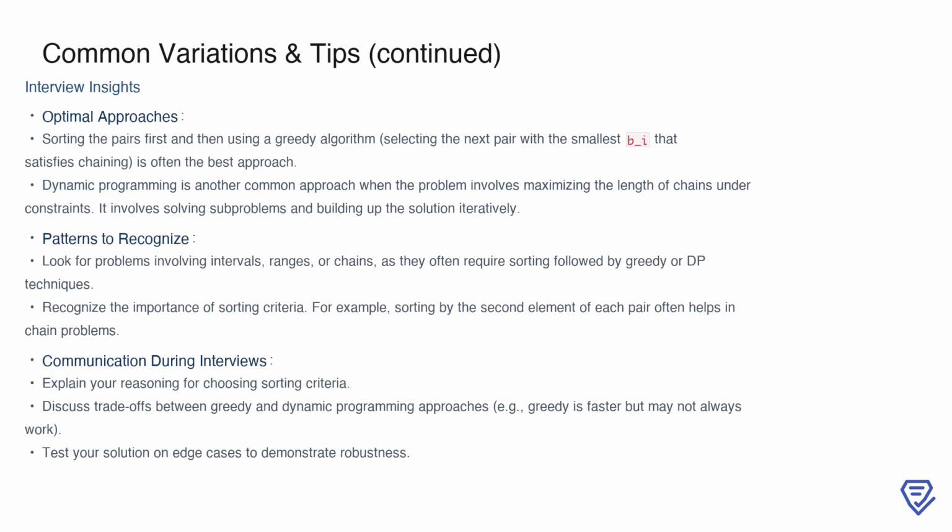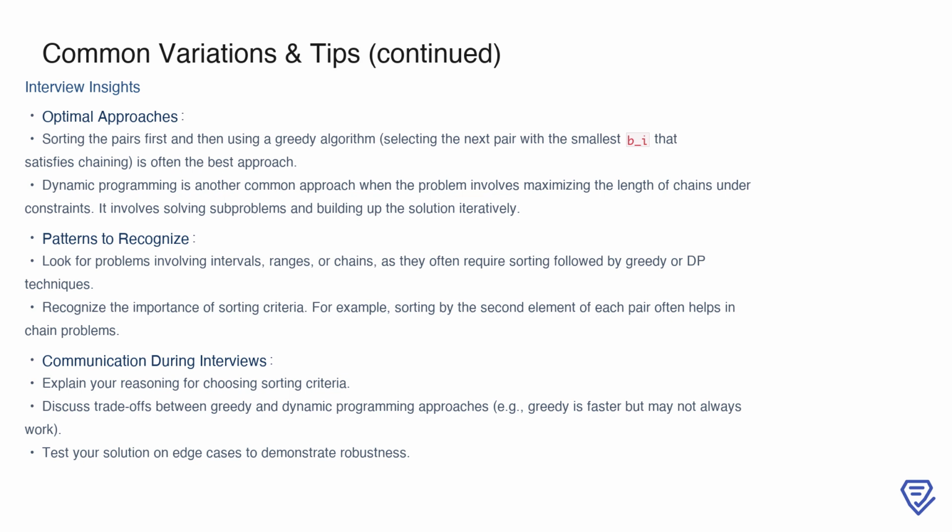In interviews, it's crucial to understand and communicate the optimal approaches for solving chain problems. Sorting the pairs first and then applying a greedy algorithm where you iteratively select the next pair with the smallest end value that satisfies the chaining condition is often the most efficient method. For problems requiring more flexibility, dynamic programming is another powerful approach, as it allows you to maximize the chain length by solving subproblems iteratively.